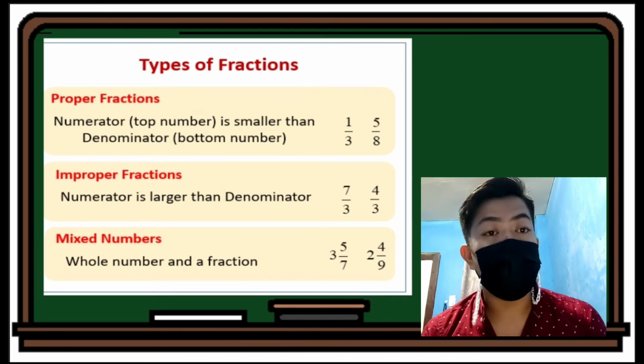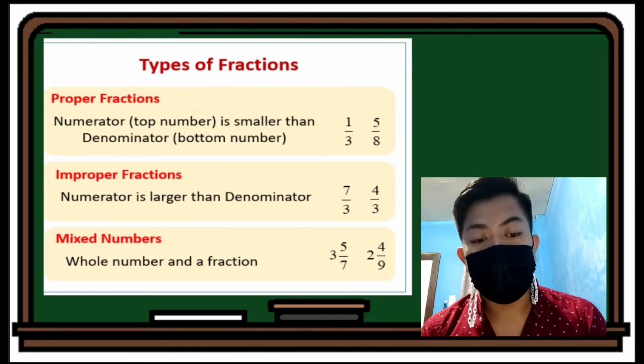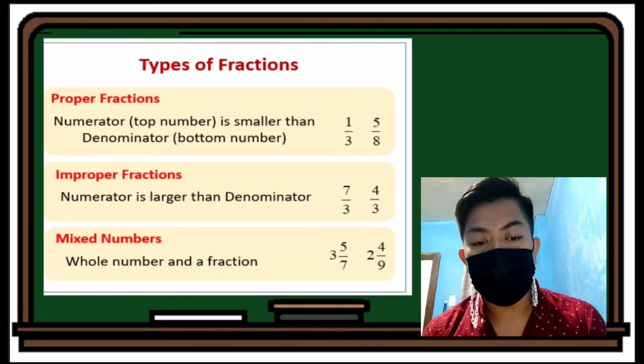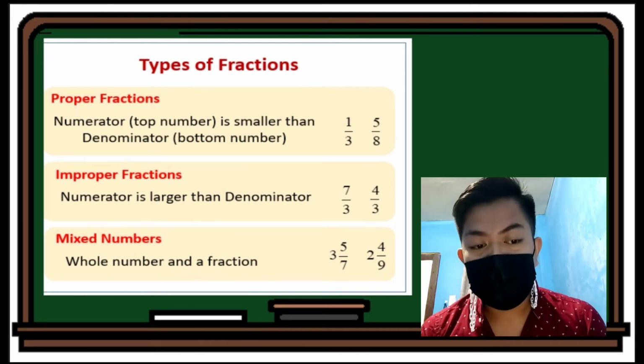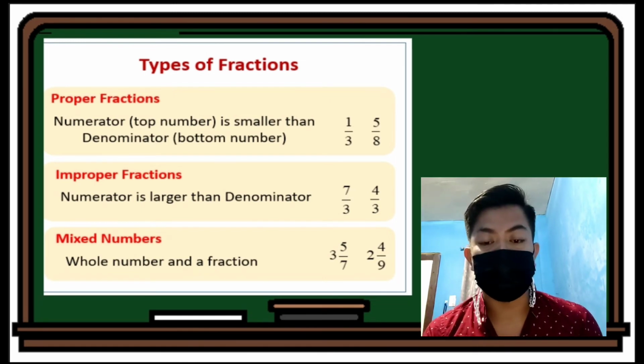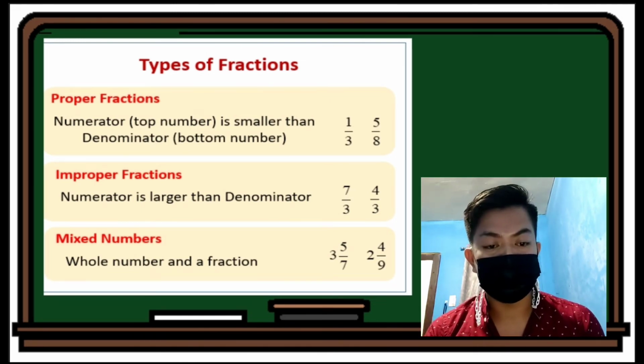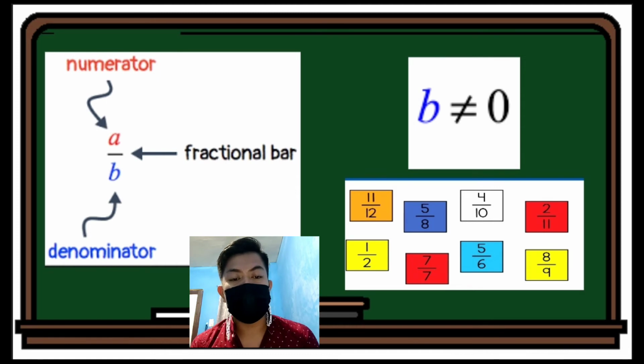Then the last type of fraction is the mixed number fraction. So, a whole number and a fraction. So we have here 3 5/7 and 2 4/9. So we have here the example of A/B, in which A is represented as the numerator, the slash between the A and B is the fractional bar, and B is explained as the denominator.